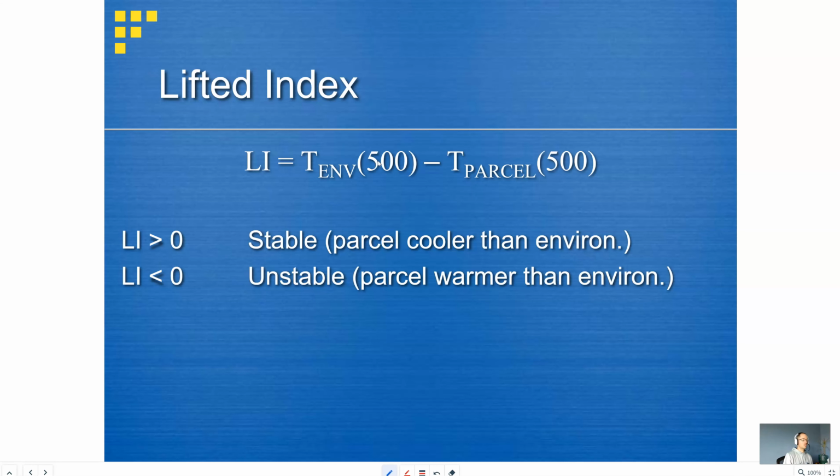But the thing that we need to be cautious of with lifted index is it is simply looking at one layer of the atmosphere. This is a major drawback. LI was widely used a couple of decades ago, but is something that we look at now as meteorologists, but always in conjunction with other stability parameters to diagnose the atmosphere.